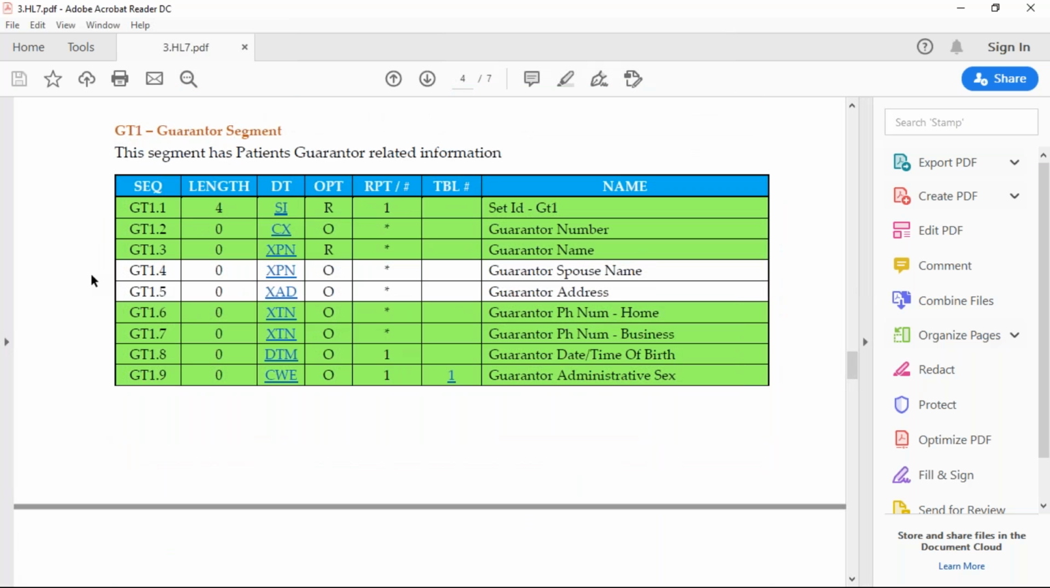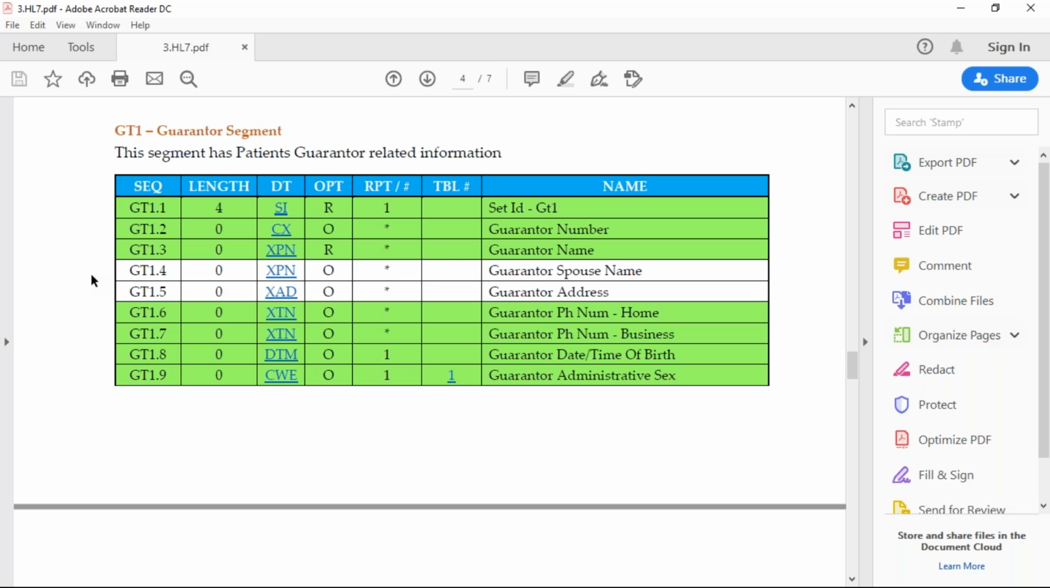The next segment that we have is the guarantor segment. When we are talking about a guarantor segment, we need to understand a little workflow of how we deal with real-time interfaces or real-time workflows. Let us say I am going to a hospital and I have insurance in my name, so I am the actual subscriber, and the insurance company is going to pay whatever charges I incur at the hospital. As I am bearing the insurance, I will be the guarantor for myself. In such situations, the patient himself is the guarantor. This is one scenario.